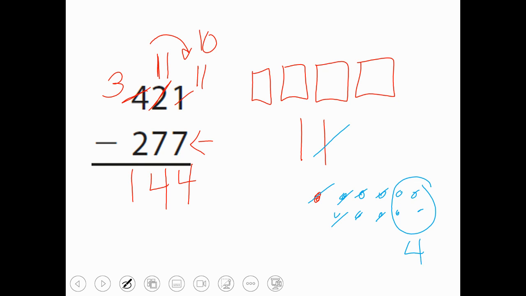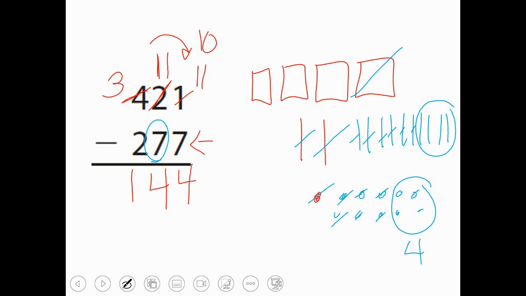Well, I need to again cross off 7, but I can't do that. So I'm going to go up to one of my hundreds, cross off my hundred, and then put those in as tens. And there's 10 tens in 100. So I'm going to go 1, 2, 3, 4, 5, 6, 7, 8, 9, 10. Now I can cross off 7. So I'm going to go 1, 2, 3, 4, 5, 6, 7. And if I look, I have 4 left there.